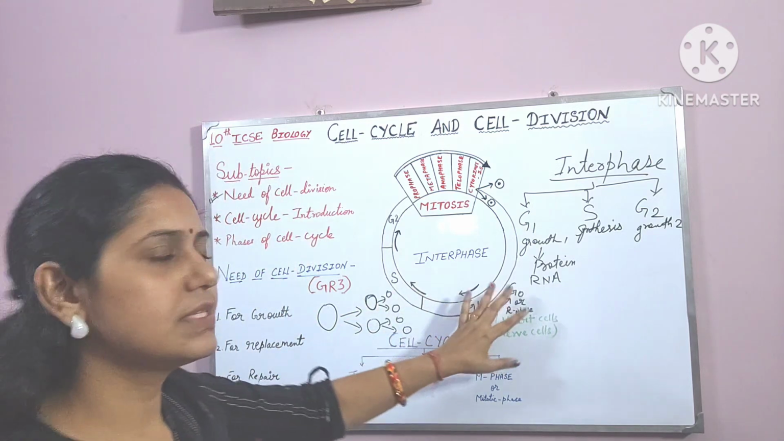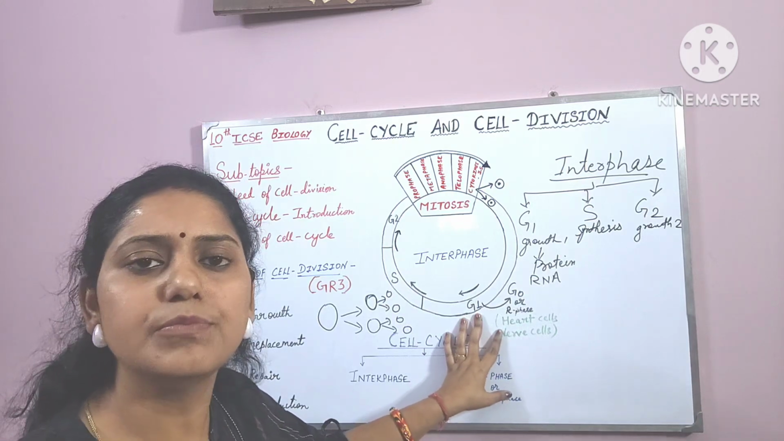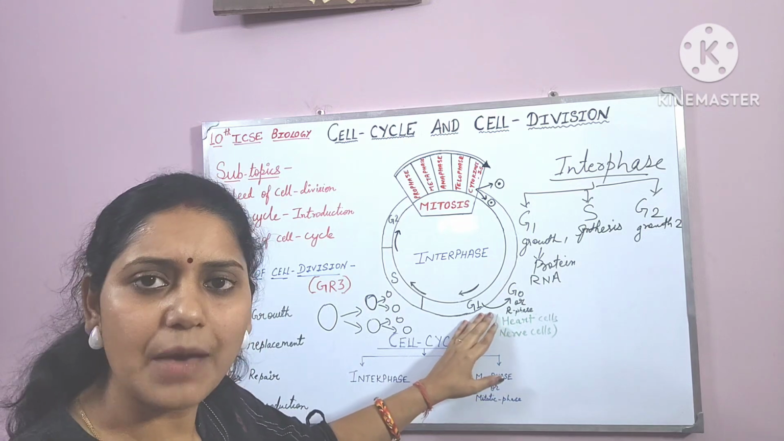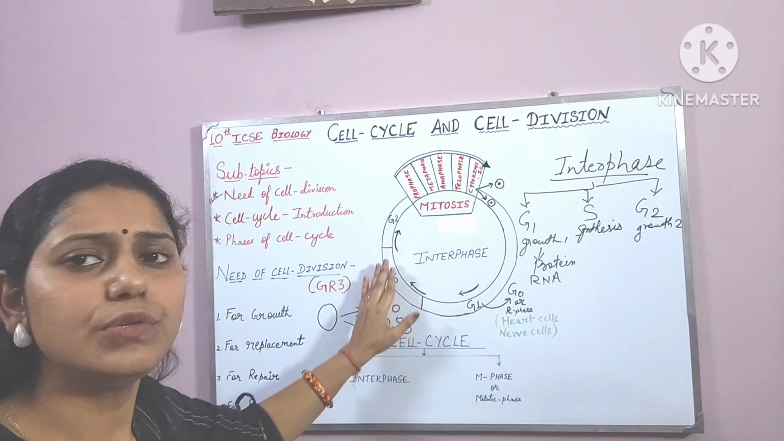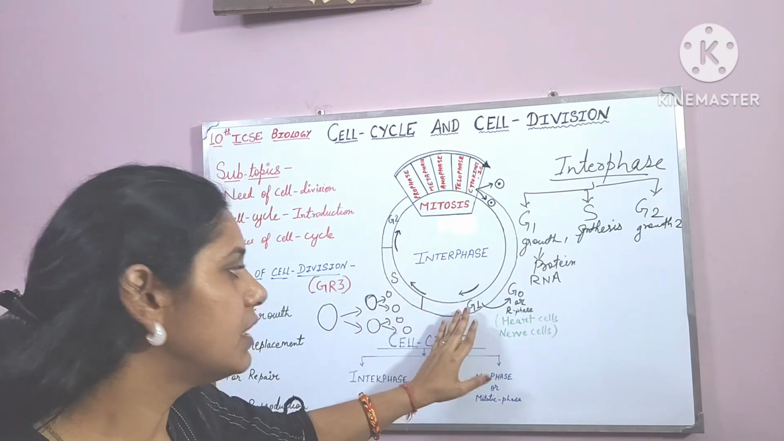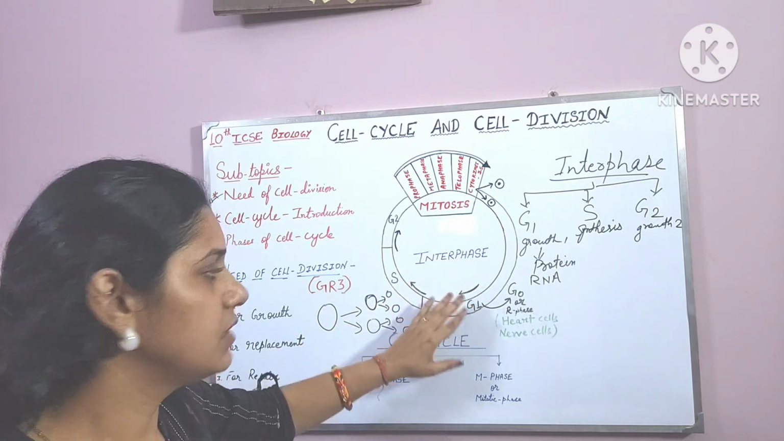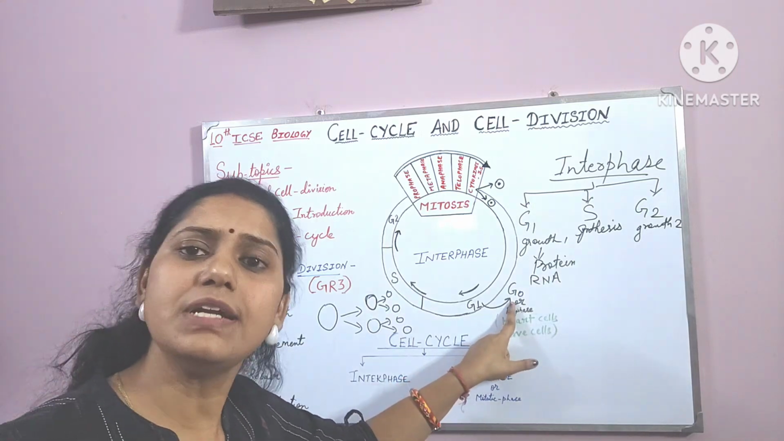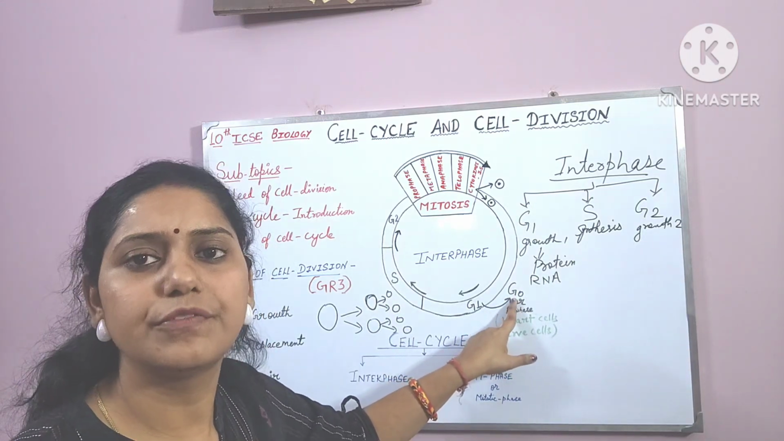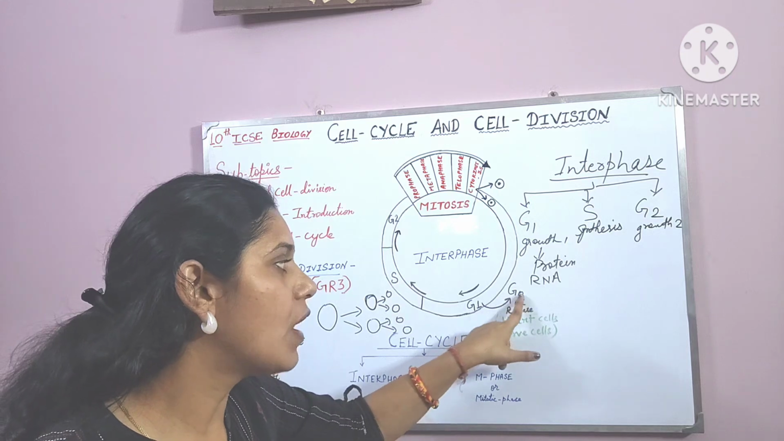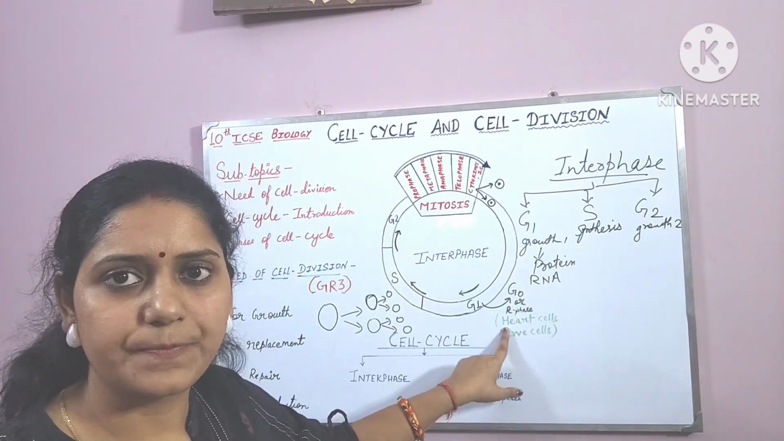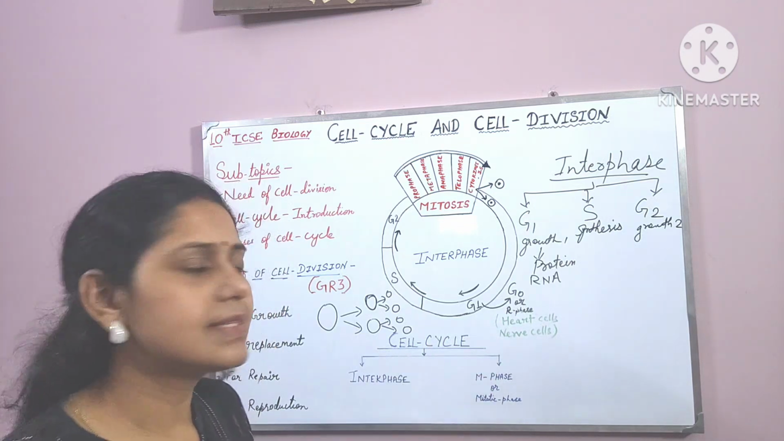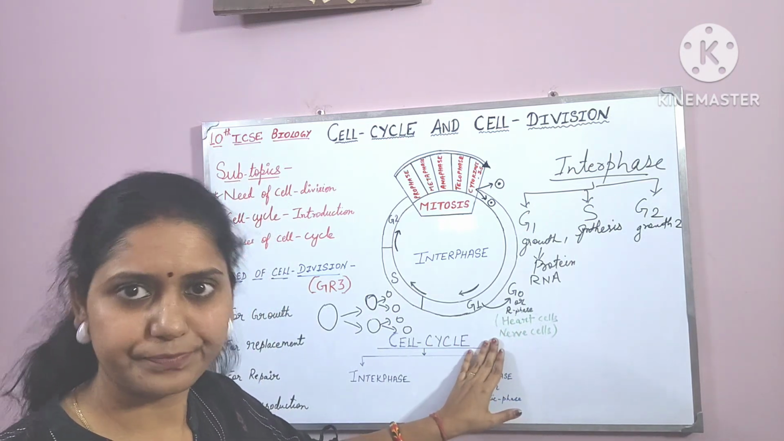Suppose the cells here are not in the mood to divide, then why will they do all these preparations? So what will happen? They will not continue this preparatory phase. The cells which are not going to divide will enter into one different stage, that is G0 phase, right? G0 phase or resting phase, right? Like nerve cells, heart cells. So these cells will be in the G0 phase, right?